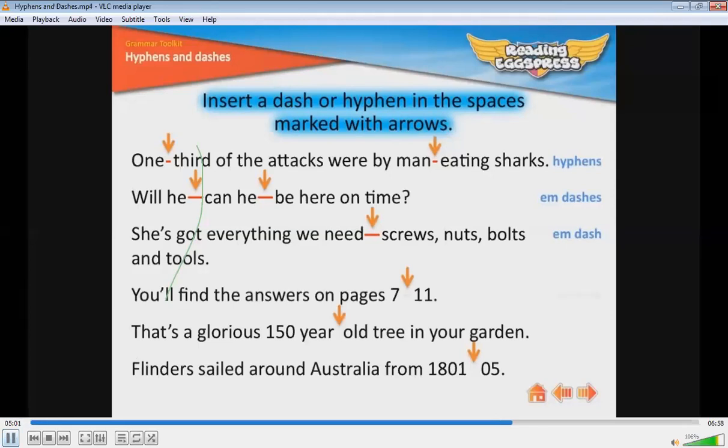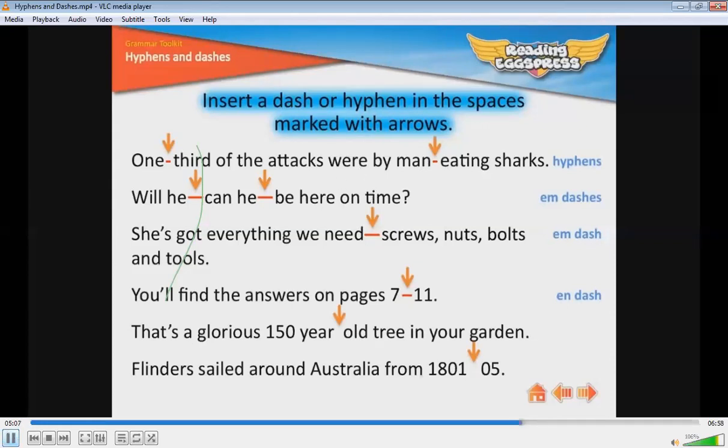"You'll find the answers on pages 7-11." So it's an N dash. Why? It is starting from 7 to 11. It means 7, 8, 9, 10, 11. Okay, I want you to have a look at that. That one is very short, which is the hyphen, the first one here, man-eating. And the N dash is somehow longer than the hyphen. Compare, yes? And here we are having the M dash, it's the longest. You get my point? So let's continue.